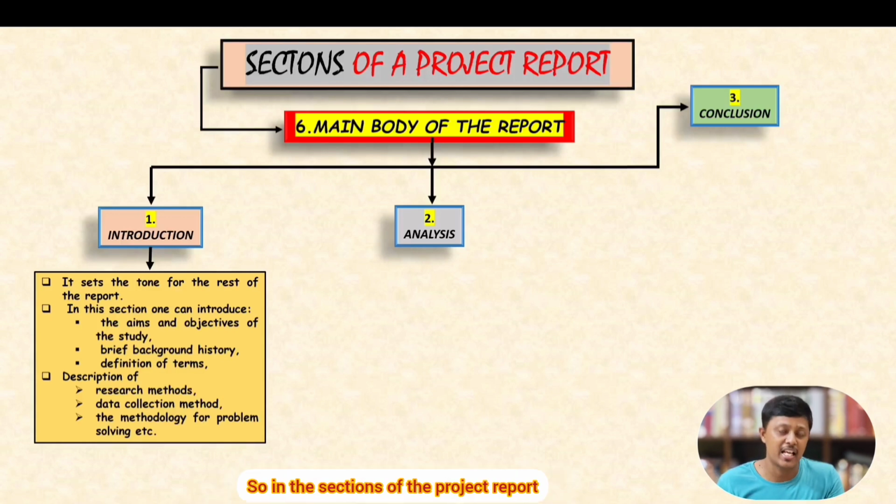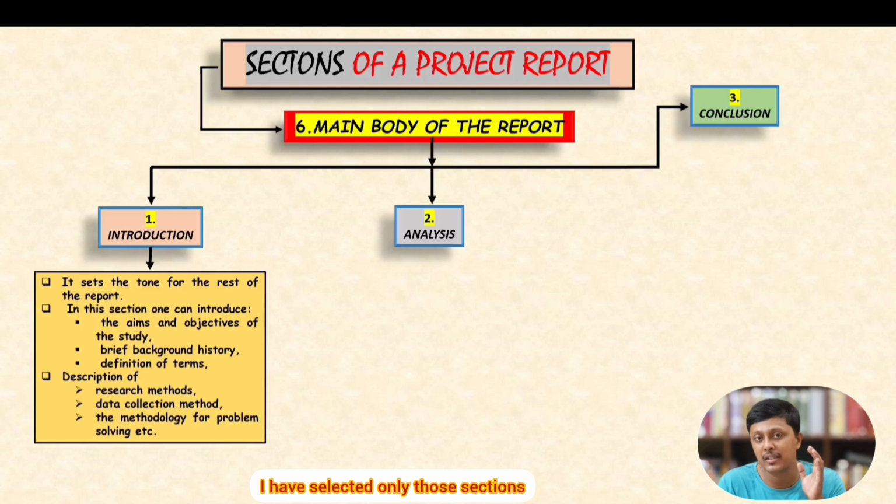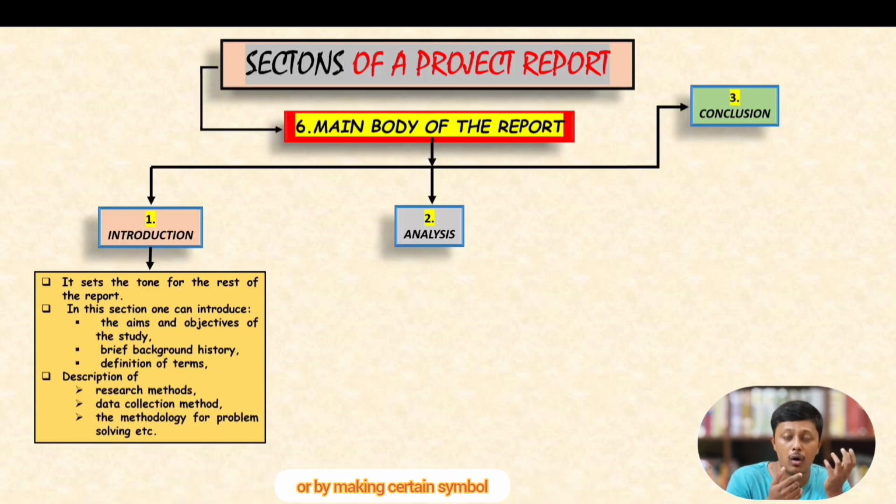So, in the sections of the project report, in the main body of the report, there are these three parts. Among these three parts, the first part, introduction, you should write in that way, following this. What I have done for you is select only those sections which are significant for you, and I have marked them either by points or by certain symbols so that you can understand what you need to understand in this point.